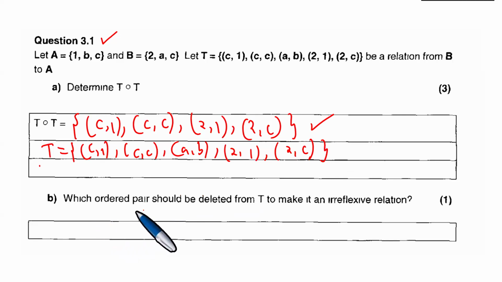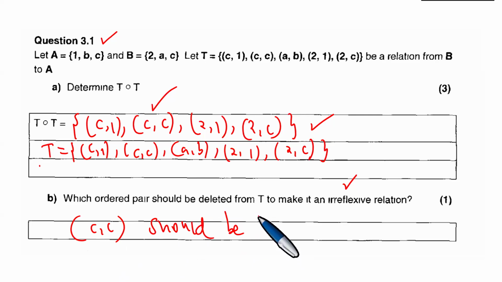Which ordered pair should be deleted from T to make it an irreflexive relation? Right, to make it an irreflexive relation, we need to remove the element that allows C to be related to itself, and we need to remove C and C. So this one should be removed.